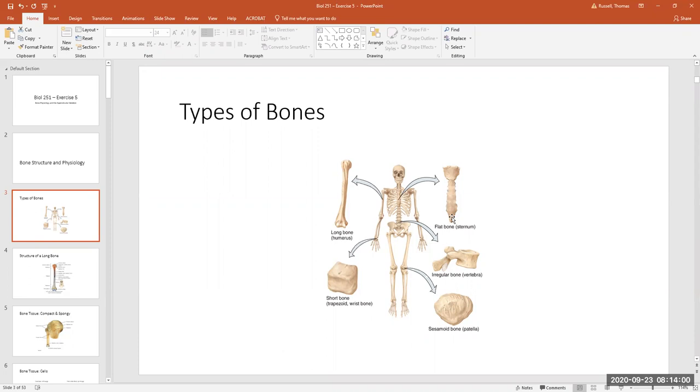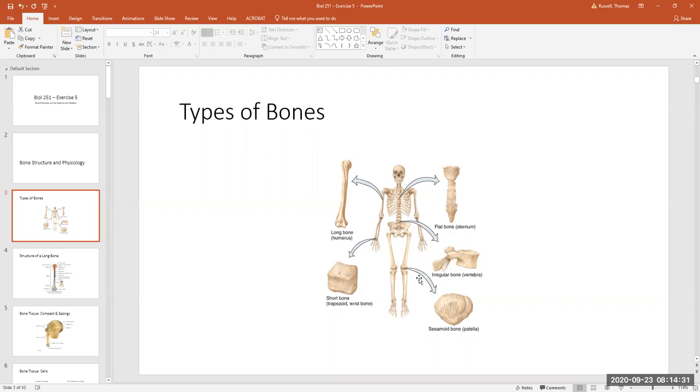We also have some bones that aren't considered to be flat or long or short. They don't fit neatly into one of these categories. And so we call those irregular shaped bones. So those bones include the bones that make up your vertebral column, the vertebrae. And we're going to cover the vertebrae on the third practical as part of the axial skeleton. Some bones of the face are considered to be irregular shaped bones.